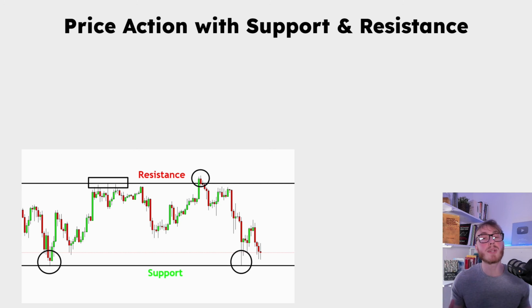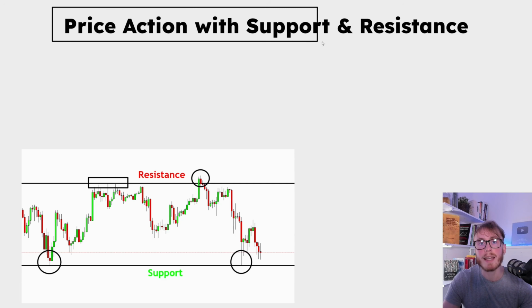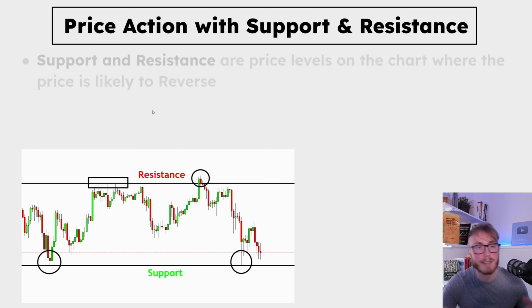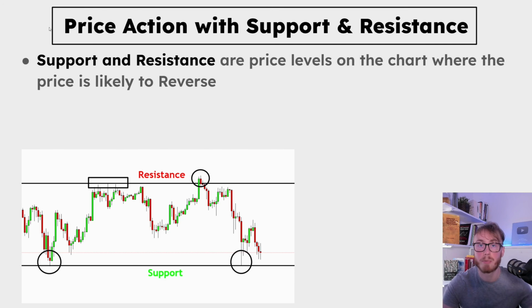Alright guys, so now we know quite a bit about candlesticks. We have learned about doji candles, momentum candles, and also some specific patterns such as the hammer, shooting star, bullish and bearish engulfing patterns, and so on. So now we are finally starting to get ready to talk about combining price action with other concepts. And the first thing I want to talk about is price action with support and resistance. Let's start off here by defining support and resistance.